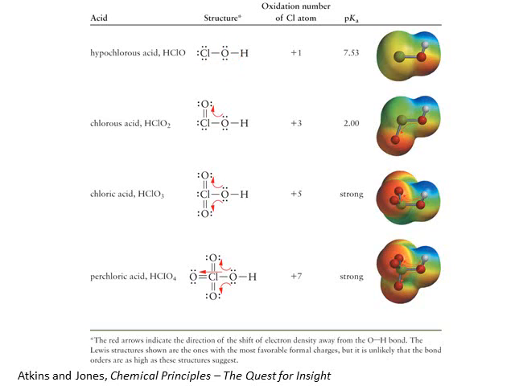Another way to think about this, actually, is the relative stability of the conjugate base. Here, as you go down, there's more oxygen on the conjugate base, and so the anion, this conjugate base, becomes more and more stable. As the stability of the anion increases, it becomes easier for the acid to dissociate and therefore increases acid strength.